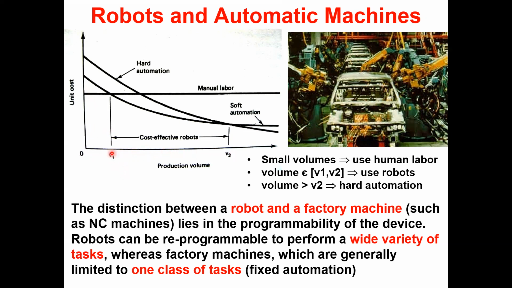But if your production volume is between V1 and V2, the most cost-effective technology is robots. Use manipulators and do the job. And if your production volume is beyond V2, you better use a specific machine designed for that specific application. Okay. This is generally true for most of the manufacturing processes.